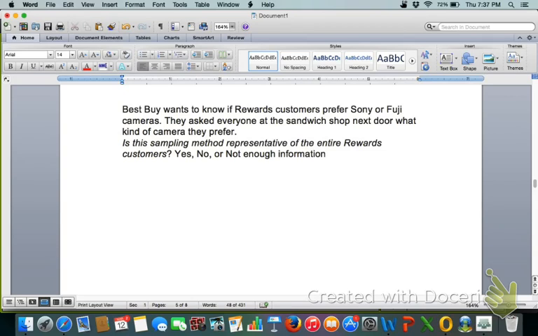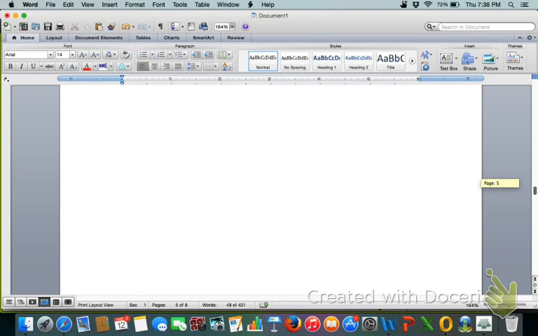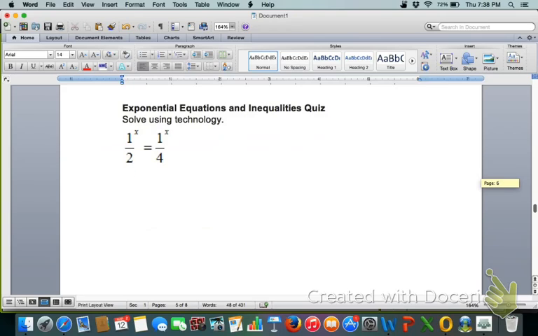All right. Moving on to the exponential equations and inequalities quiz. Solve using technology just means using a graphing calculator. For this one, if you use a graphing calculator, you will see that the two graphs intersect at 0. But you can also solve it algebraically. So I'll do it algebraically because I'm having trouble getting my calculator to show me the image on my iPad. Well, it won't upload the picture for me, I should say.